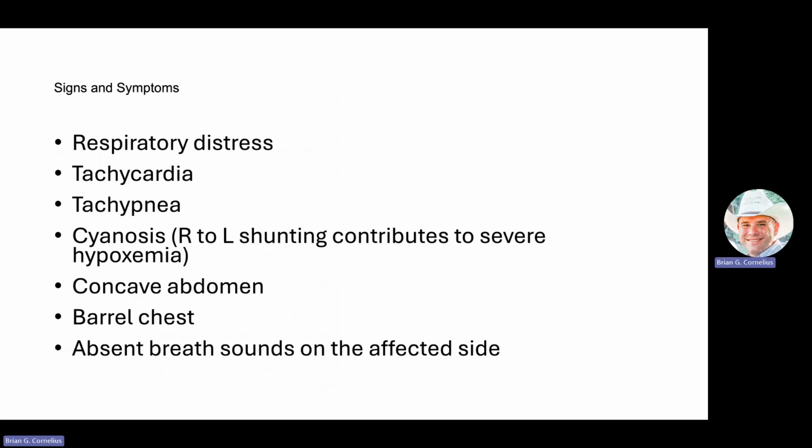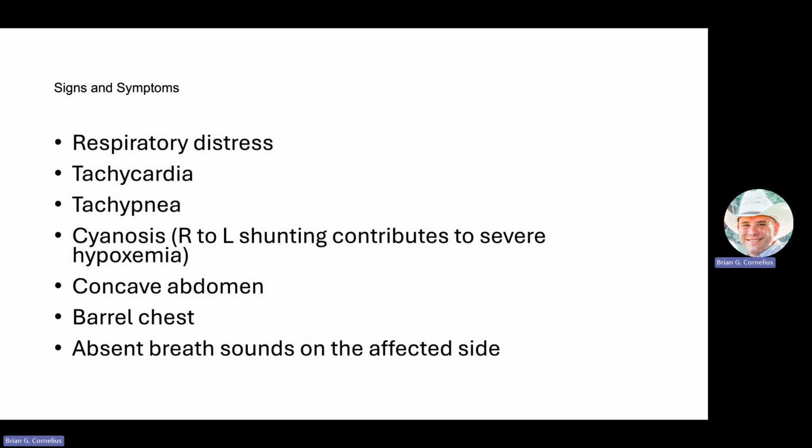Signs and symptoms for these patients, obviously, they're having a little bit of difficulty breathing because they've lost half their lung volume. As a result of that, they tend to become tachypnic, they're tachycardic. You will see that they are usually cyanotic at birth, which may make the identification or diagnosis a little bit harder as a result of a right to left shunt, which tends to make them severely hypoxemic. When you look at their abdomen, you may see that it's concave or kind of indented because there's no longer gastric contents in there. So, when you palpate the abdomen, it may feel empty because it basically is.